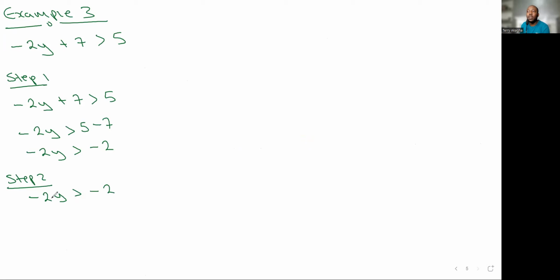Now you can see we're dividing by negative 2. So remember I told you when you divide or multiply by a negative, the symbol has to change. It's going to become less than. Are you seeing it? It's going to be less than. Minus 2 divided by minus 2 will give you 1. All right? So it's going to be less than this. So step 3, our y is less than 1.